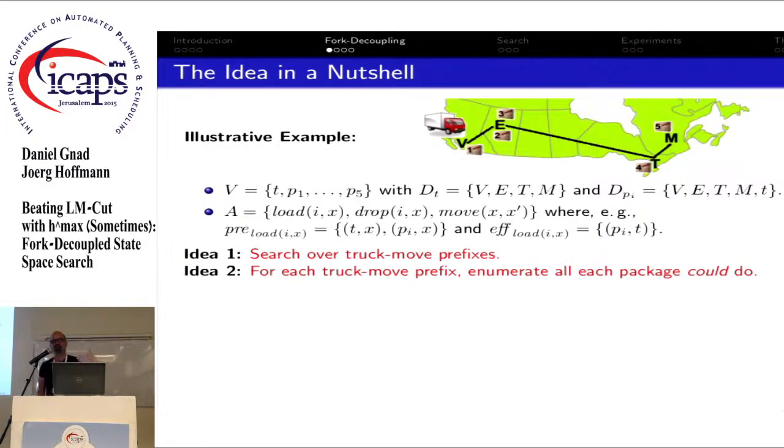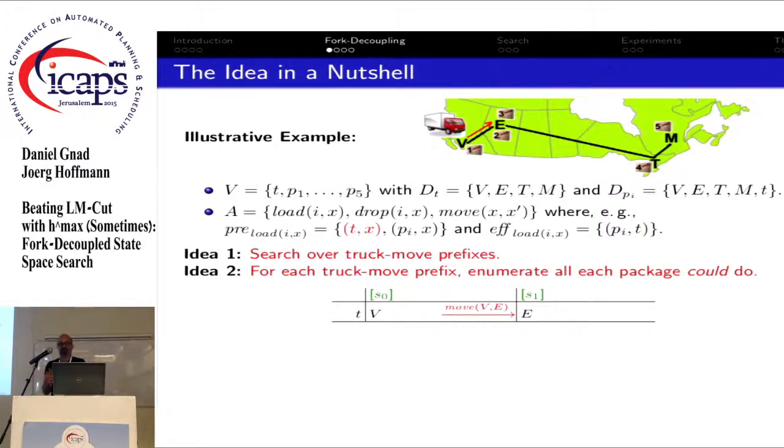Here's my example again, and those red things here I've basically already said. So what I'm going to be doing is briefly lead you through this example and show you what the method does. It's going to take the form of a table. Our table starts with two states, and I'm showing the search along one prefix of truck moves. The prefix is also shown by the illustration up here.